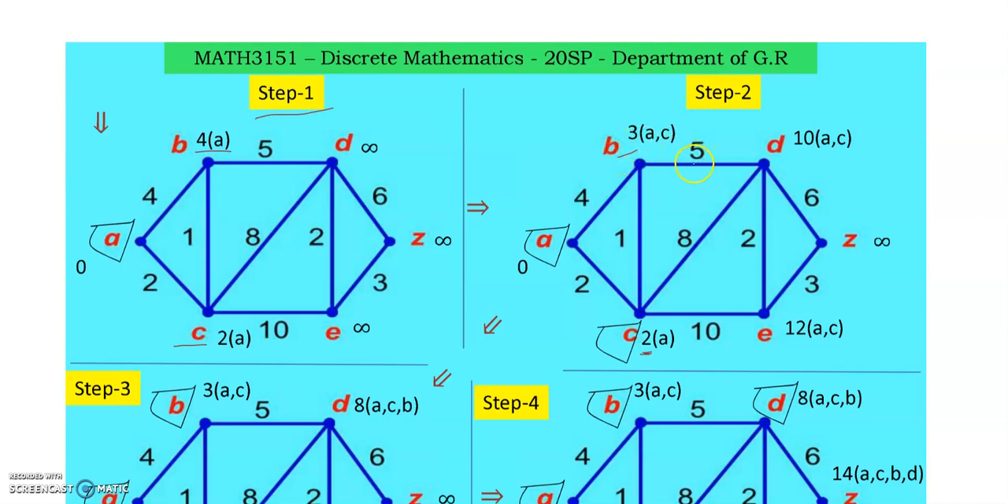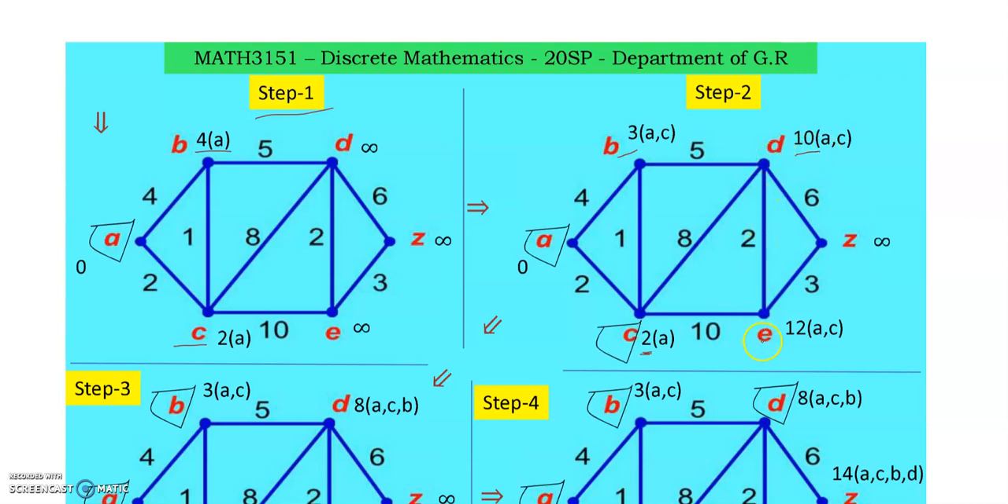Similarly, now you see for D, what I am writing, 10. Distance is 10. Inside the bracket we are writing A comma C. Why? Because we are starting from source vertex A to C, then C to D. So how much? A to C 2. Here we already fixed it because here we made a circle. So now 2 plus 8, 10. So this is 10 for D.